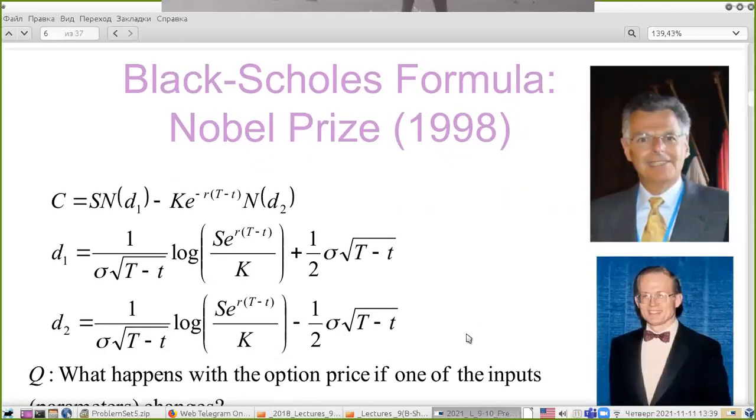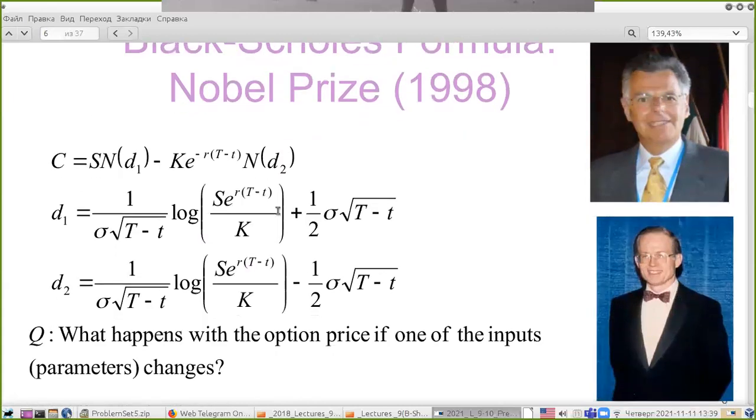And this formula is now known as the Black-Scholes-Merton formula, Nobel Prize in 1998. And this formula is the formula for the fair price of a call option. First we can look at it as S minus K multiplied by e to the power minus r (T capital minus t lowercase). So the importance of this formula is exactly in the existence of these coefficients N(d1) and N(d2), because without these coefficients, this formula was known many years ago.